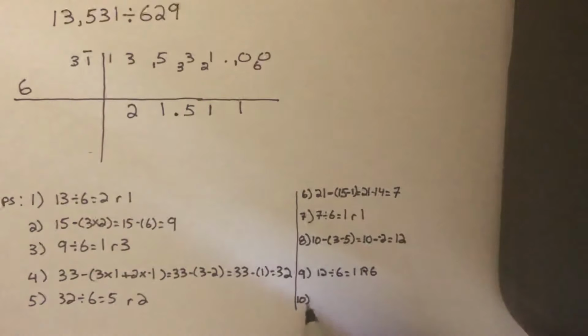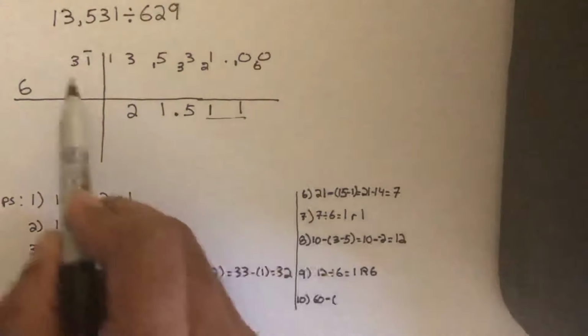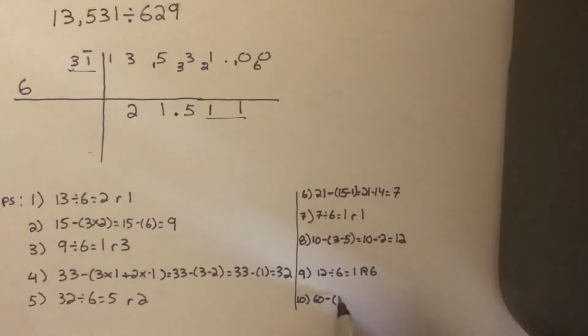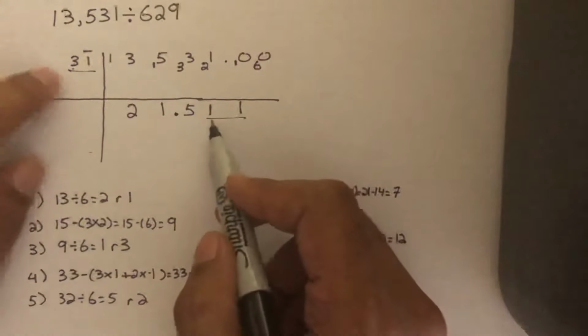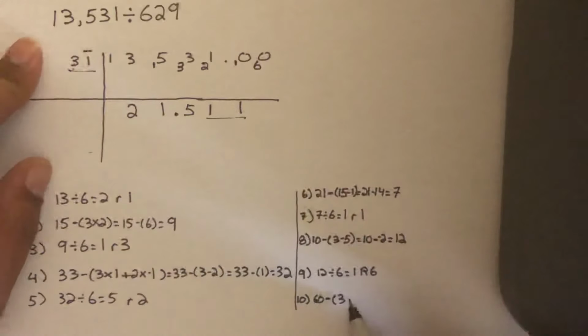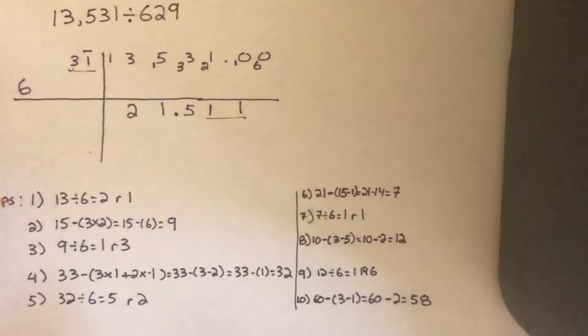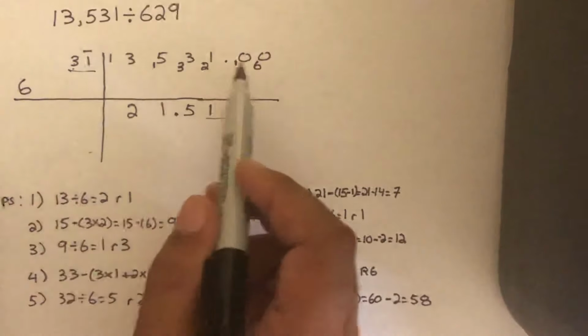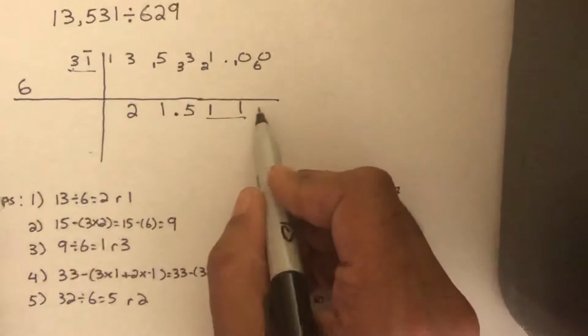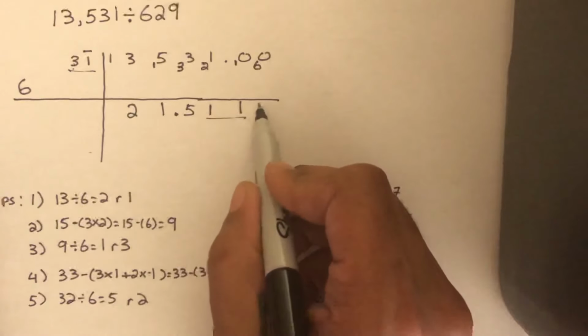So let's determine that. So I'm going to take my 60 minus. Now I'm going to work with 11 and this. So 3 times 1 is 3. 1 times negative 1 is minus 1. So I get 60 minus 3 times 3 minus 2 is just 3 minus 1 is 2. So I get 58. Okay? So how many times does 6 go into 58? It goes in 9 times. And forget about the remainder. We just know that it's going to be 9.